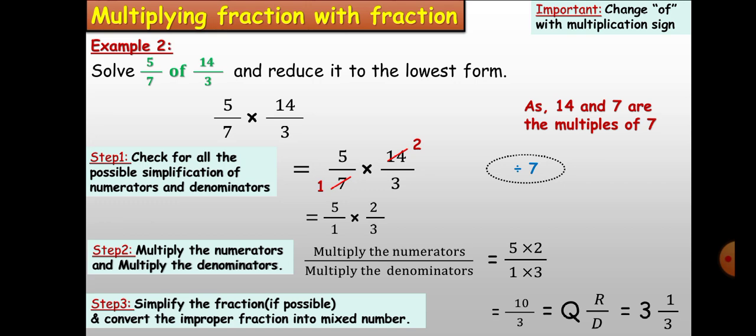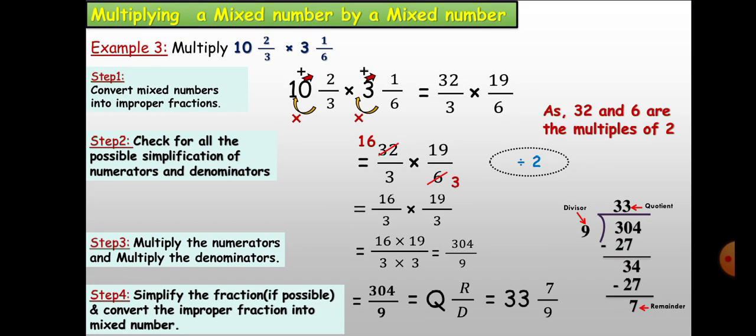Then we have to simplify the fraction if possible, and convert it into a mixed number or improper fraction. It's an improper fraction, 10 over 3, so we convert it into a mixed number, like 3 whole 1 over 3 is the answer. Now you have to multiply a mixed number by a mixed number. How can we multiply a mixed number by a mixed number? We have to multiply 10 whole 2 over 3 multiplied by 3 whole 1 over 6. First of all, you have to convert the mixed numbers into improper fractions.